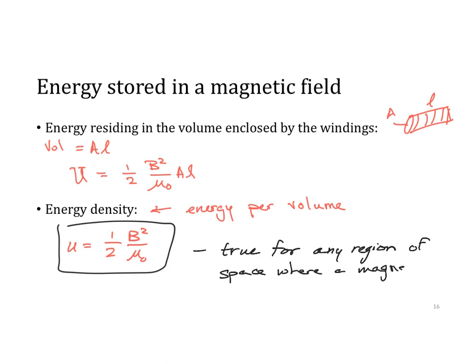So just like we figured this out for our electric field with an ideal parallel plate capacitor, we figured this out with an ideal solenoid, but it gets us down to an equation where it is true for any space where a magnetic field exists. And again, we could compare this to our electric field.